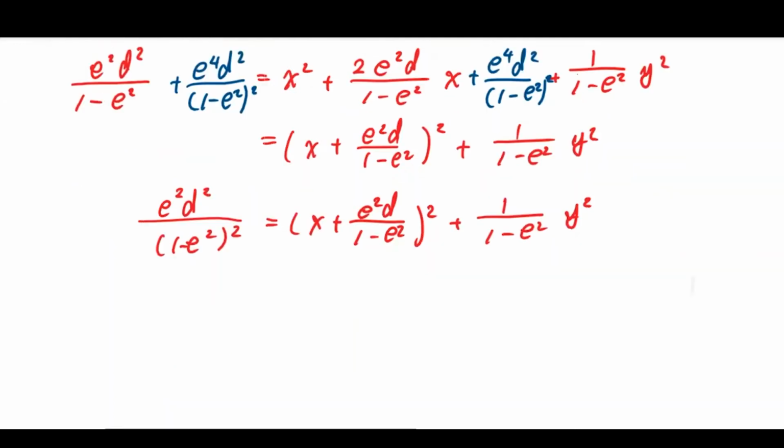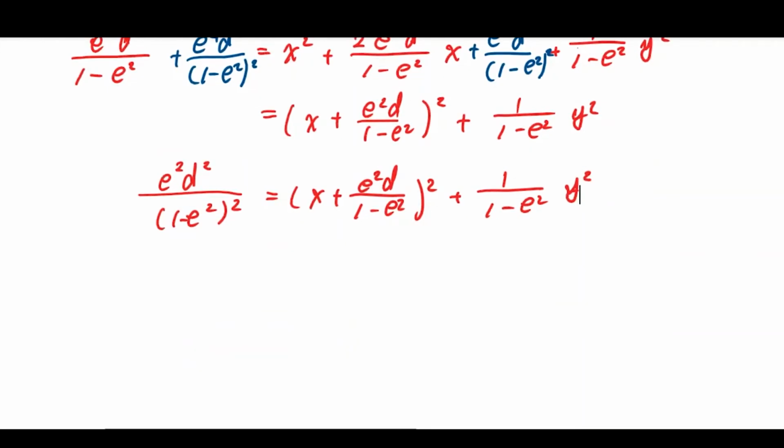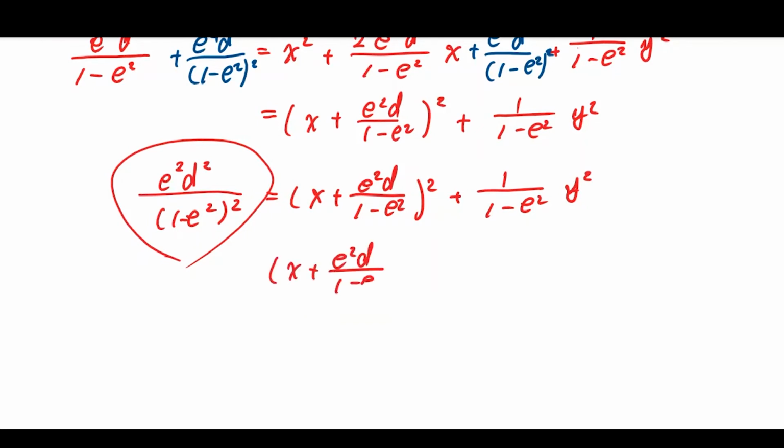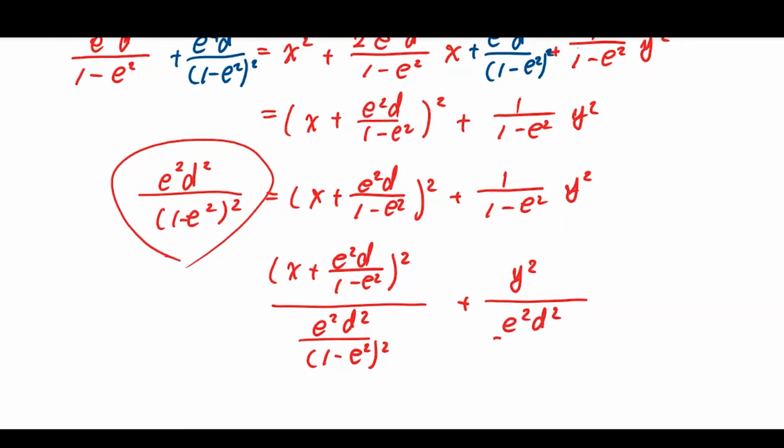You with me? How are we doing so far? Too much algebra? Now divide both sides by this thingy. So I'm going to have x plus e squared d over 1 minus e squared, quantity squared, over e squared d squared over 1 minus e squared, quantity squared, plus, now this side is a little tricky, but I think you can do this, y squared over e squared d squared and just 1 minus e squared, is equal to 1.